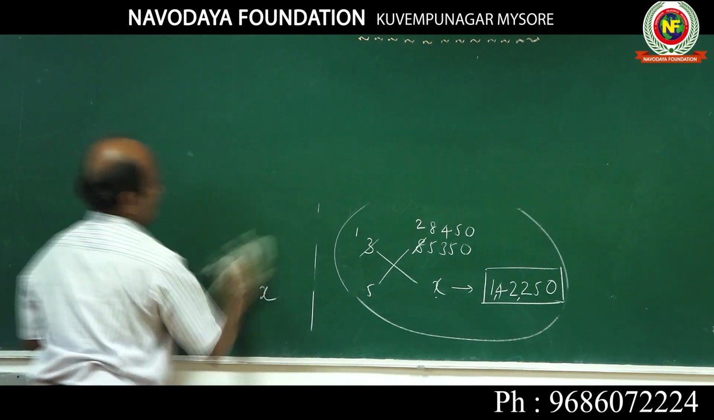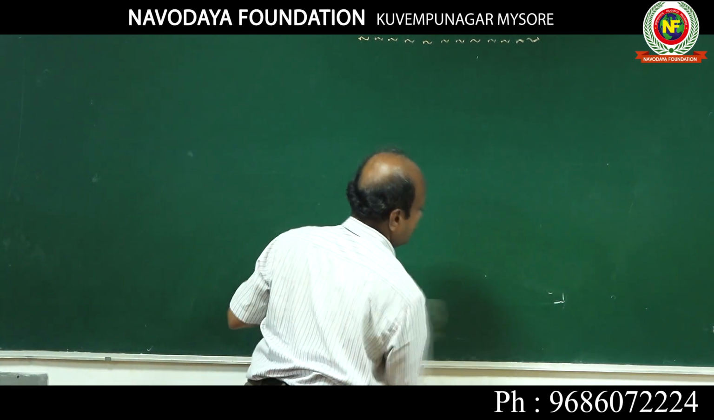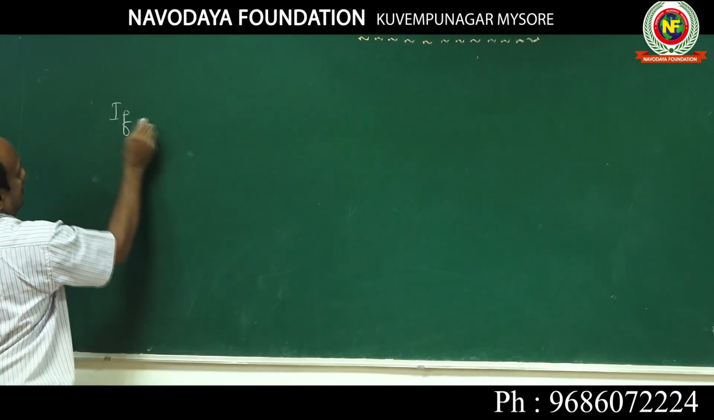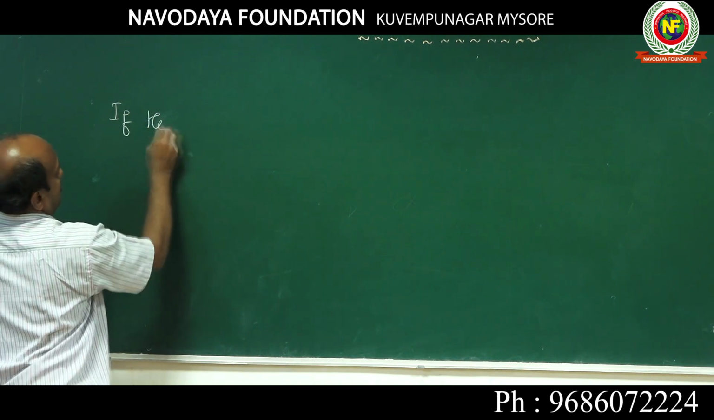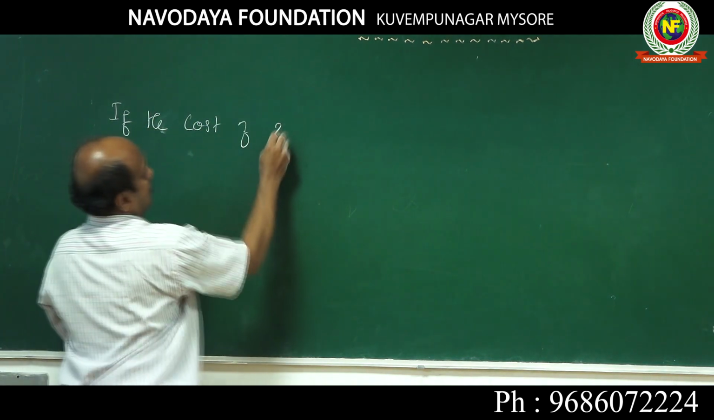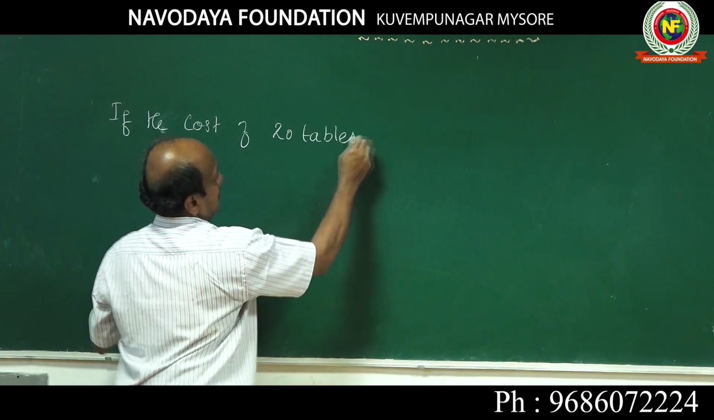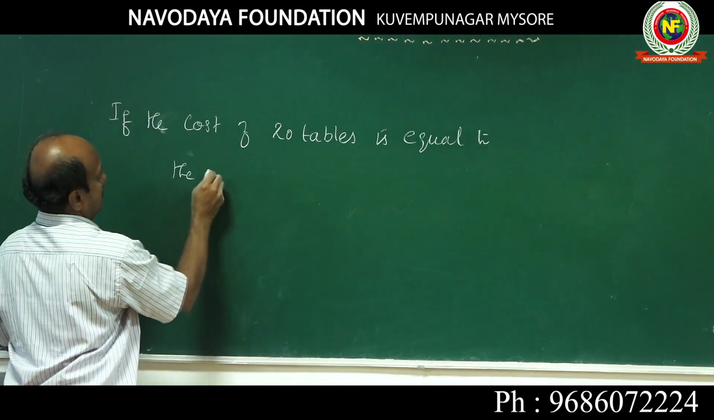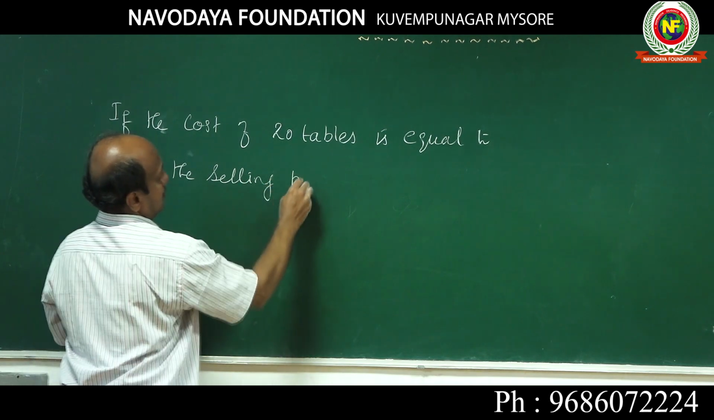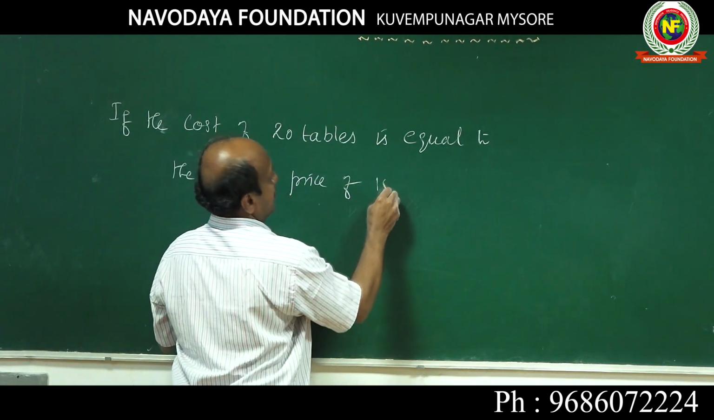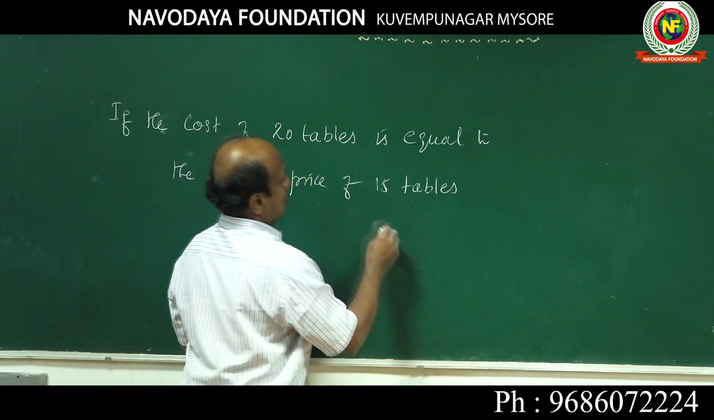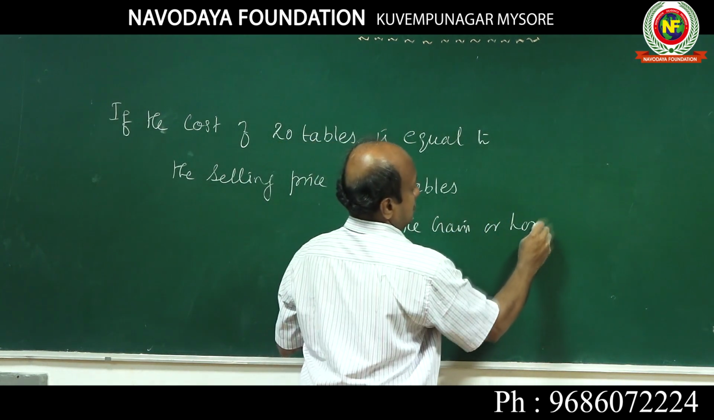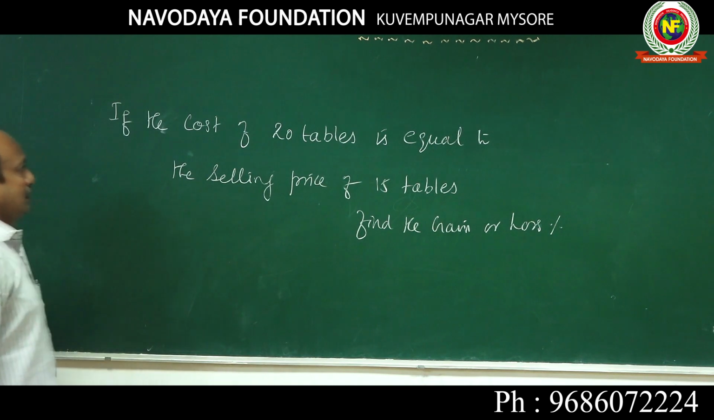Next, in my previous class on ratio and proportion I showed you a problem. We take the same type of problem. If the cost of 20 tables is equal to the selling price of 15 tables, find the gain or loss percent. Let us see the problem.